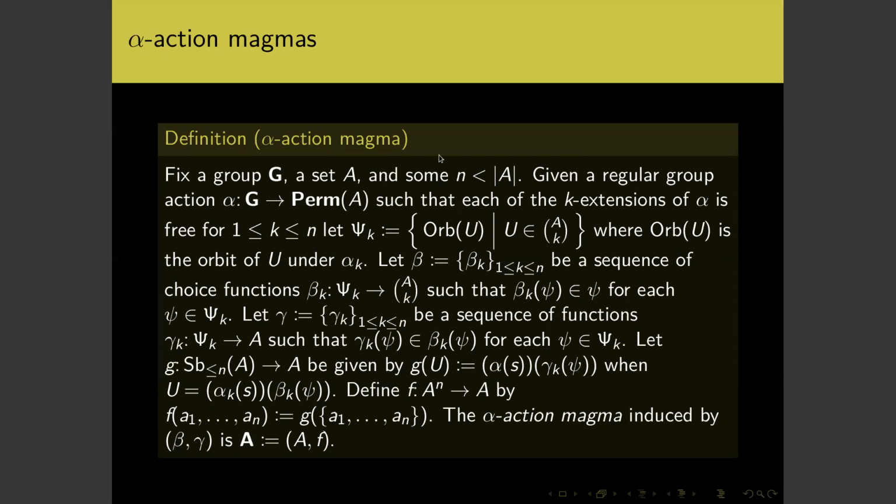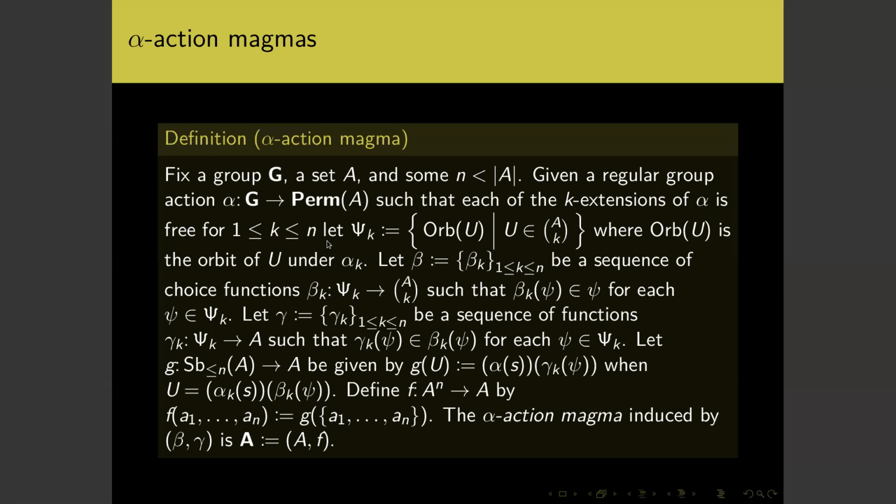Okay, so the formal definition is basically what I just did. We can take a general group G, some set A, and some arity n, which is strictly smaller than the size of A. And if we have a regular group action alpha of G on the set A, where Perm(A) is denoting the symmetric group or permutation group of A, so that each of the extensions of alpha to k-subsets of A is free for each k between 1 and the arity. Oh, and also the group action is regular. So regular group action, each of its k extensions are free. Then we can start making a sequence of choices.